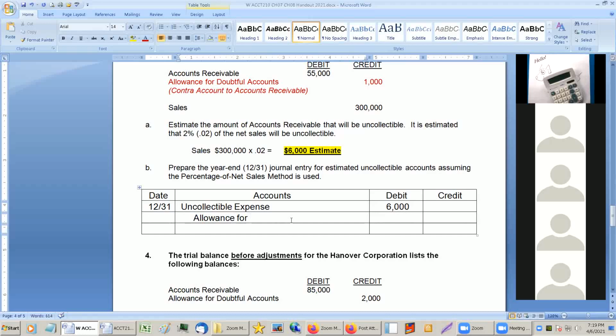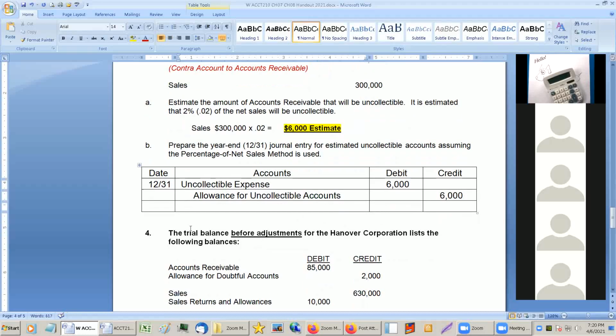Could be allowance for doubtful accounts, could also be allowance for uncollectible accounts. A couple different ways of saying it. So this would be our journal entry. And I am going to put this on a different page.